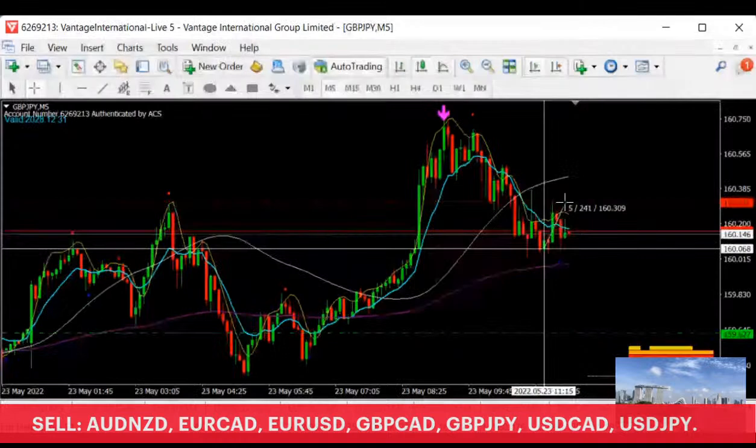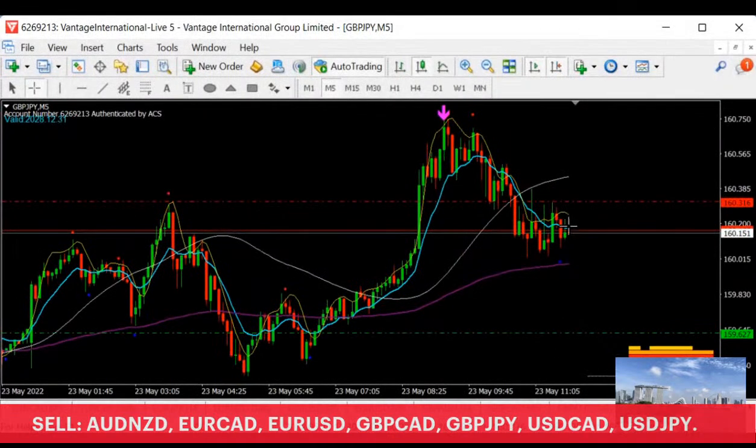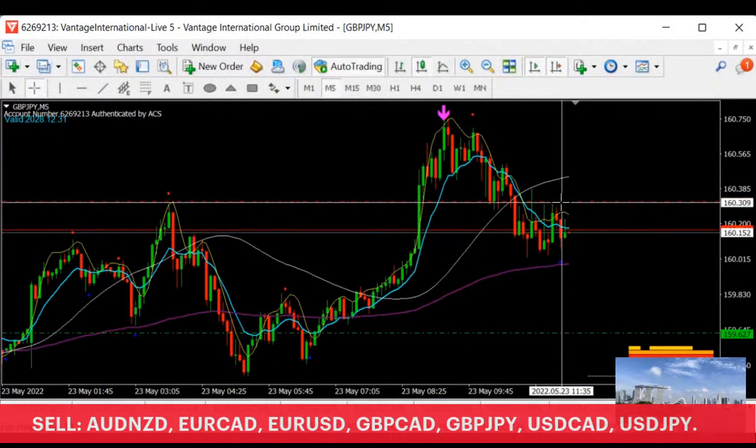So this resistance is now pushing to break the support over here, so that it will create a lower low. That means we are moving towards the support level. Why do I say that we are moving towards the support level?